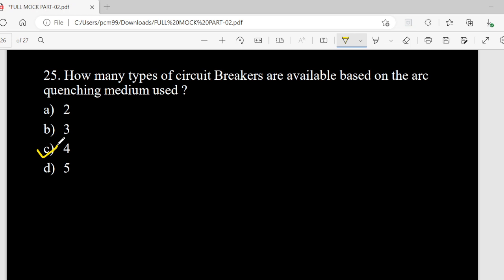How many types of circuit breakers? There are four types of circuit breakers we have discussed, and in the textbook there are four types: oil circuit breaker, air circuit breaker, vacuum circuit breaker, and gas or SF6 circuit breaker. So in total four types of circuit breakers are used to quench the arc.